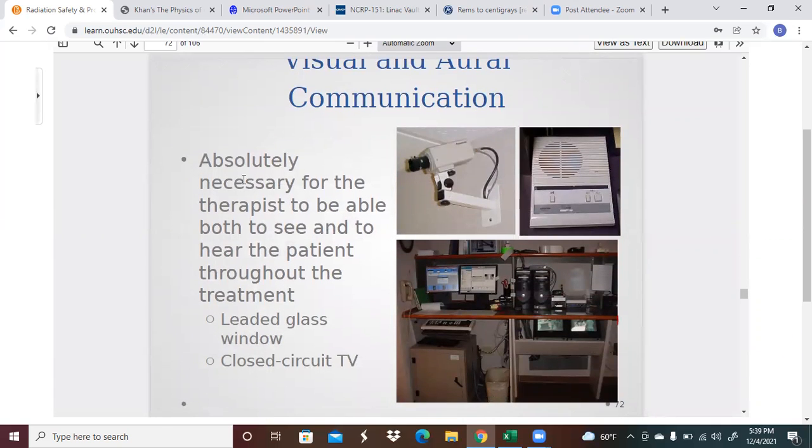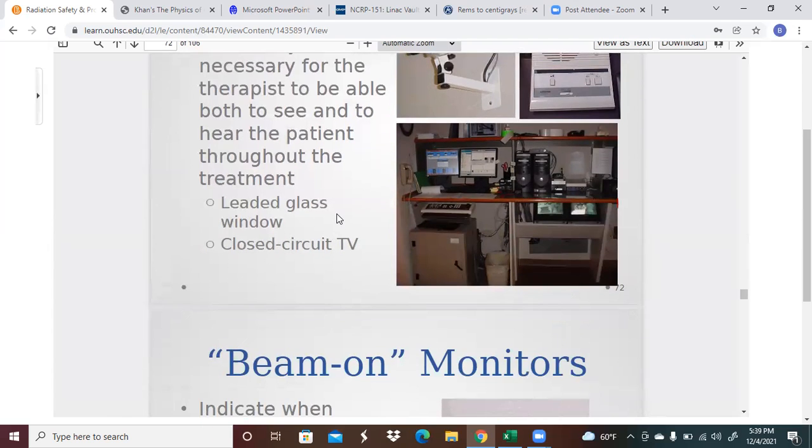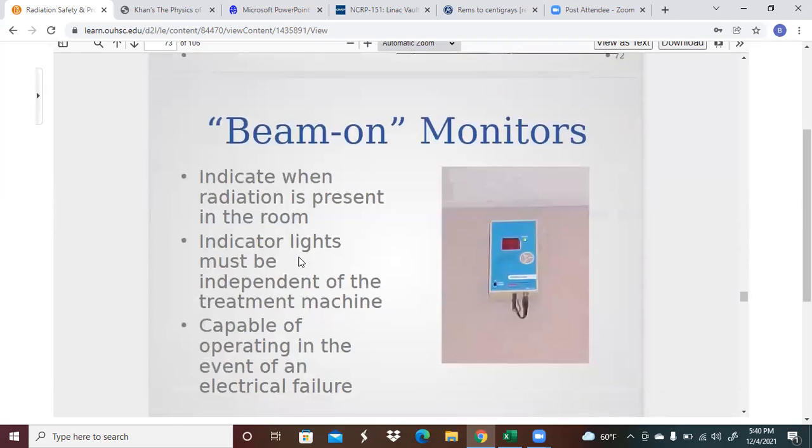Visual and oral communication, absolutely necessary for the therapist to be able to see and hear the patient throughout the treatment. If they start yelling, if they start moving or whatnot, you've got to be able to detect that. There's no ifs, ands, or buts about that. Leaded glass windows or closed circuit TV. It's a good way to do that.